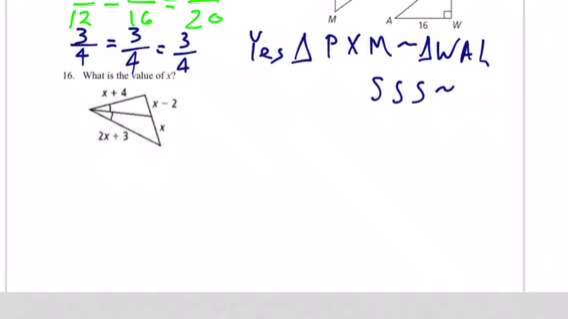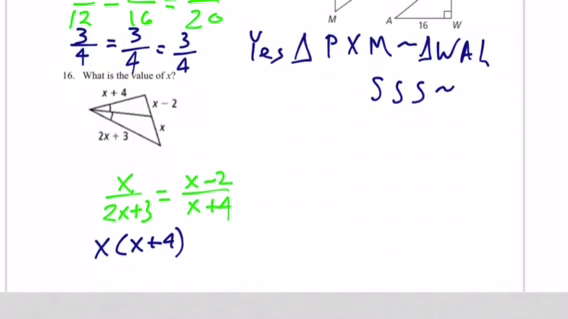Alright, and here we go. Last question, number 16. They want to know the value of x. Really, we can set up a proportion here. Again, a number of different ways you could do that. I might do something like x over 2x plus 3 equals x minus 2 over x plus 4. Since we've got x's everywhere, let's go ahead and do a cross product. So we do x times x plus 4, and that would equal 2x plus 3 times x minus 2.